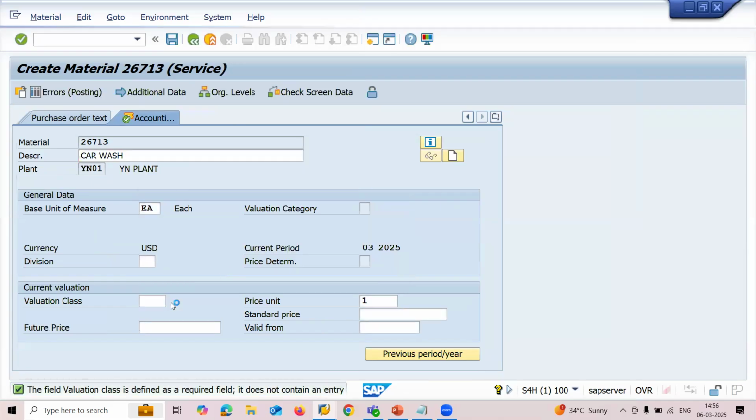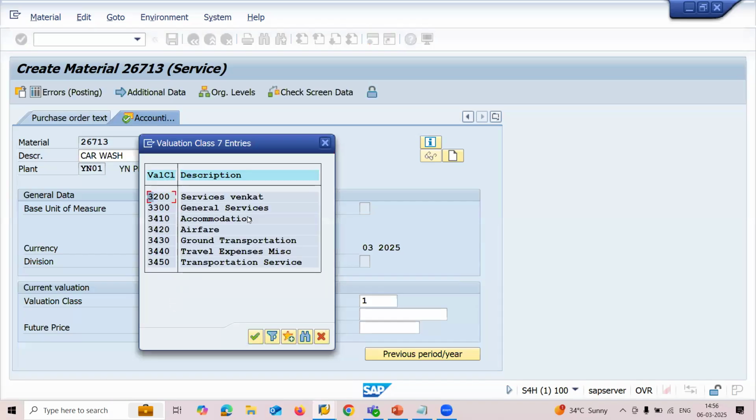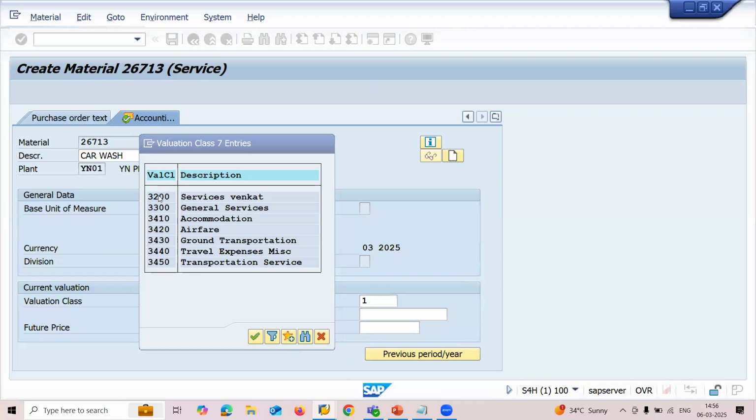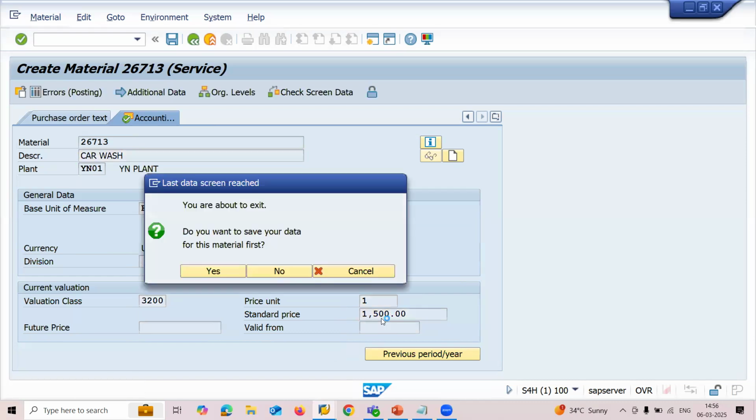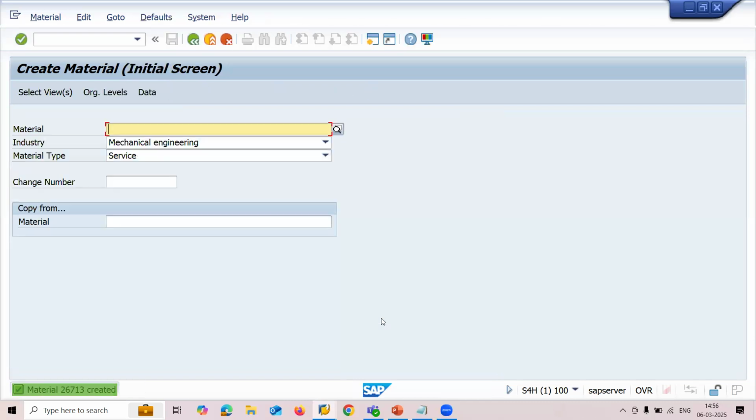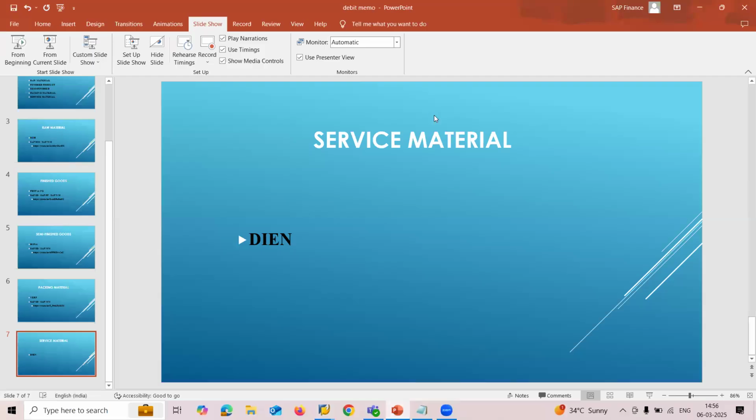Valuation class, I have to select the valuation class. Service, 3200. Price is 1500 rupees per car wash. Save. This is the service related material. So these are all the types of material we use in supply chain management and in SAP. Thank you.